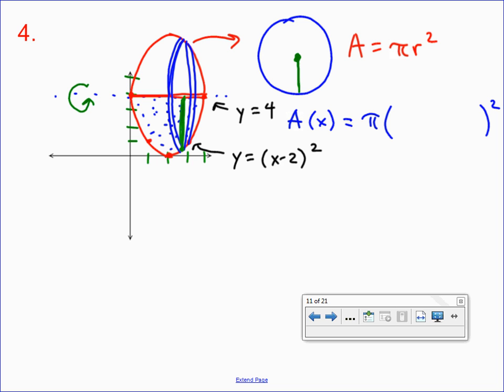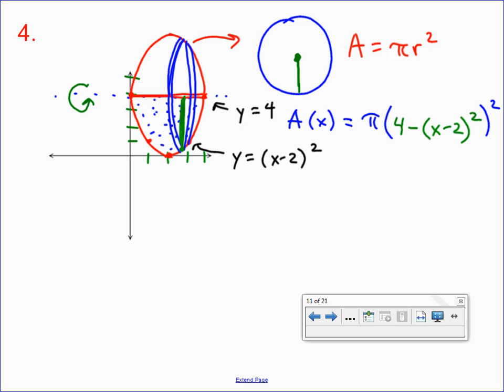It'll be top curve, 4 minus bottom curve, x minus 2 quantity squared, and then all squared for my radius squared. Everybody see that? So we've got pi, and then 4 minus x minus 2 quantity squared, all squared. There's our pi r squared. Now I'm going to simplify this to make an easier integrand expression before I do it.